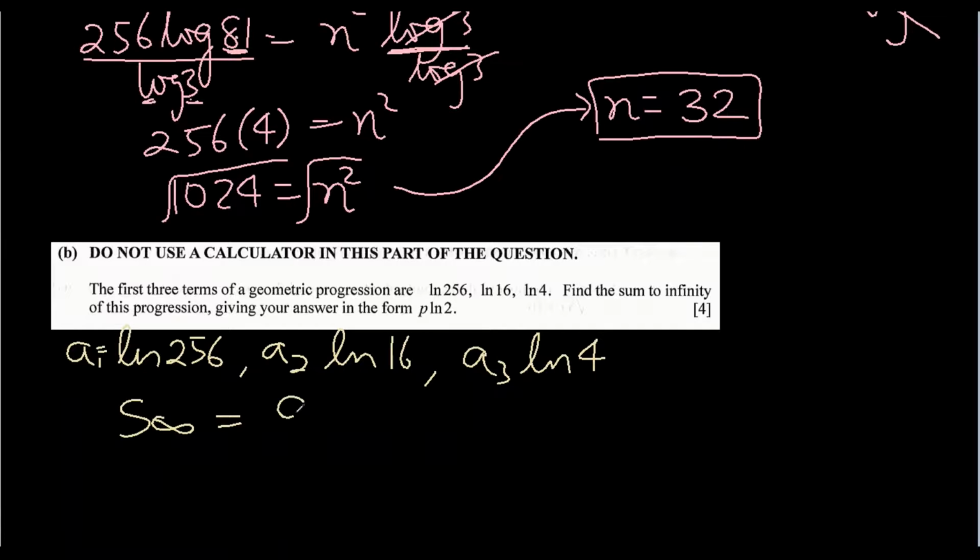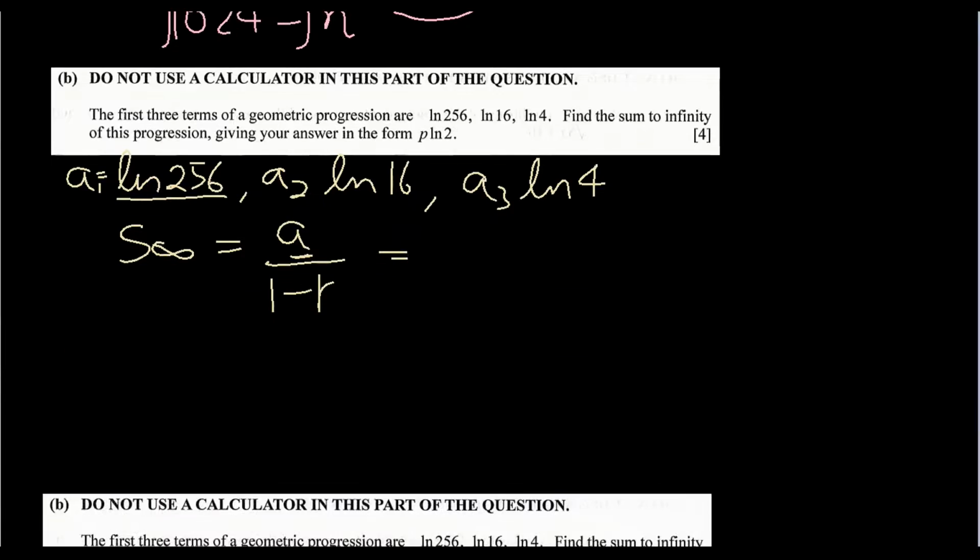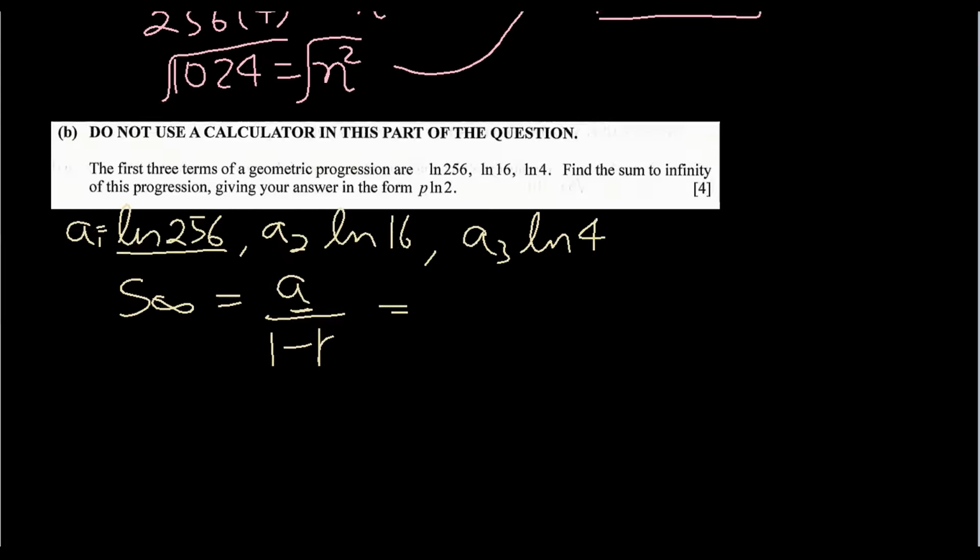Okay, that is easy. So a over 1 minus r, this is the sum to infinity, where again a is the first term. So first term is ln 256, and we can't use calculator, just keep in mind. So let's substitute, S infinity we have to find out here. So ln 256 divided by 1 minus r. Just like we found d in the previous one by subtracting a term from the next one, here we can divide a term by the previous term.